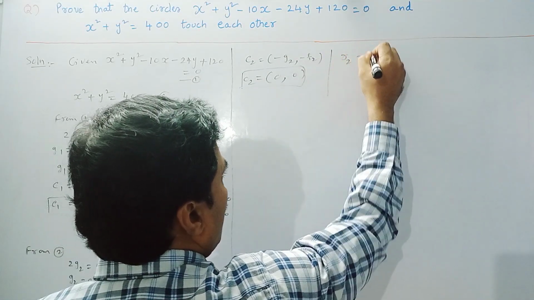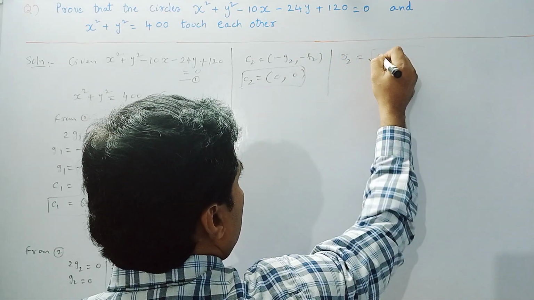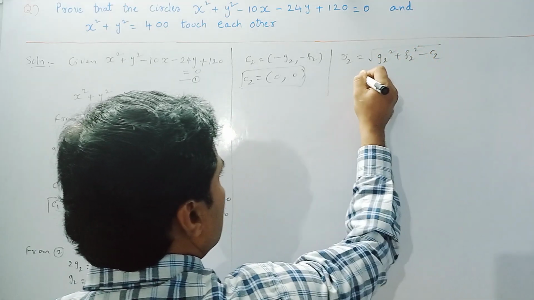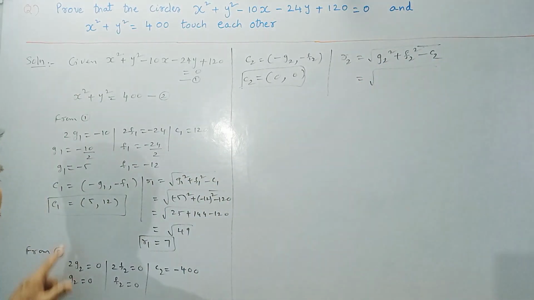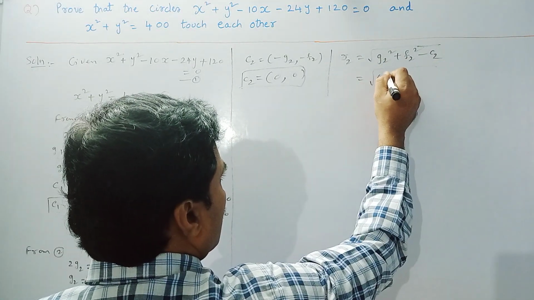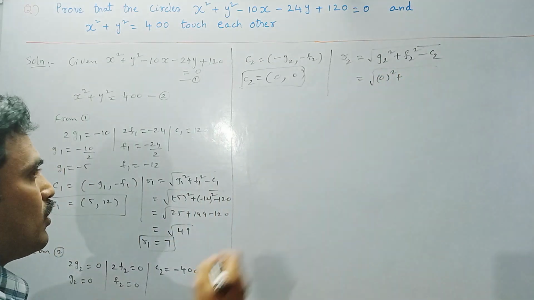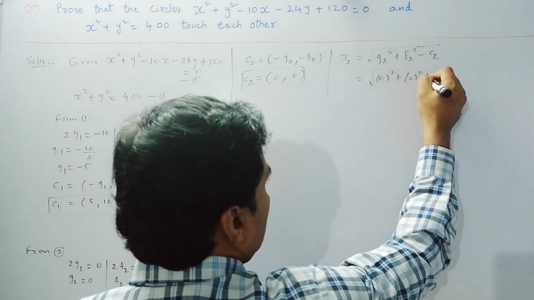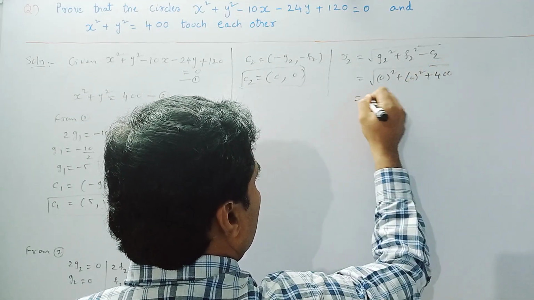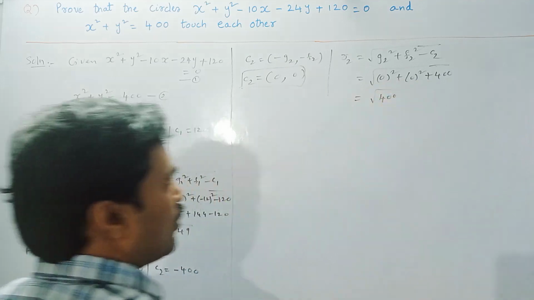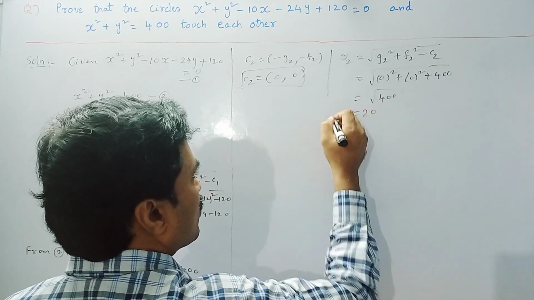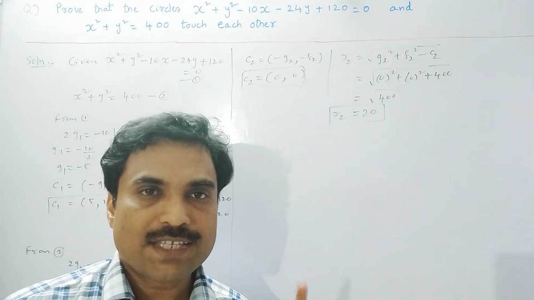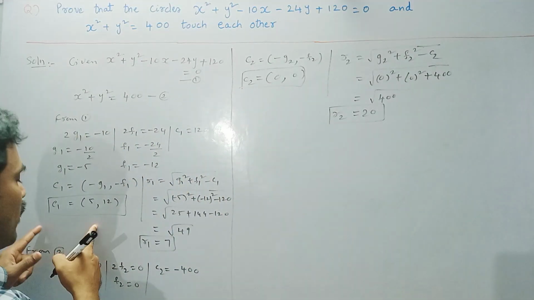What is radius R2? R2 equal to square root of G2 square plus F2 square minus C2. So this is equal to square root of, G2 is 0 square, then F2 again 0 square. Then what is C2? C2 is minus 400, so minus minus plus 400. So we will finally get square root of 400. What is square root of 400? That is 20. So R2 equal to 20. So you got the center C2 and R2 from the second equation of the circle. So we got C1 and C2.